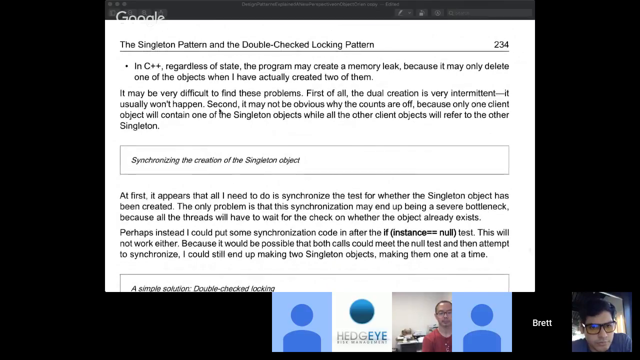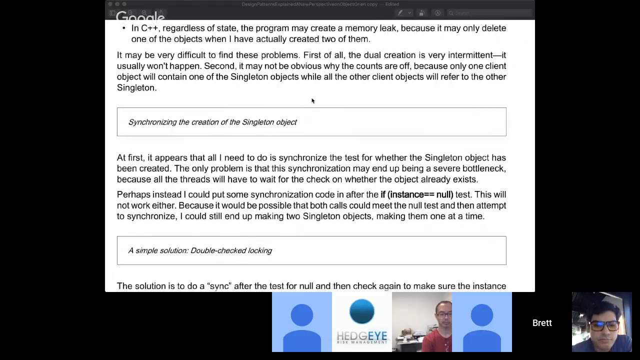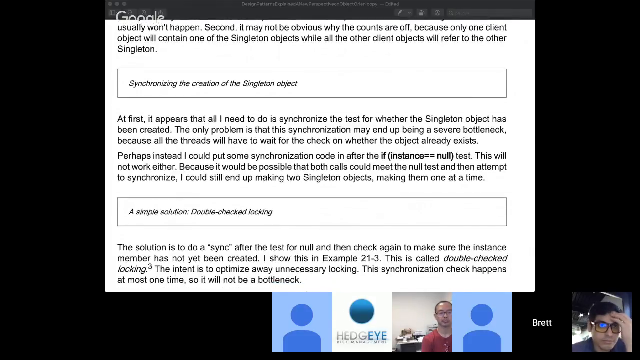First, it's very intermittent. Second, it mentions how any other object that's going to use that singleton is only going to use the second singleton that was created for the rest of its life, or maybe it was the first one. But either way, there will be two, and only one object will be using one of them, and all the other objects will be using a different version. And this can actually be difficult with the count. It goes into some solutions.